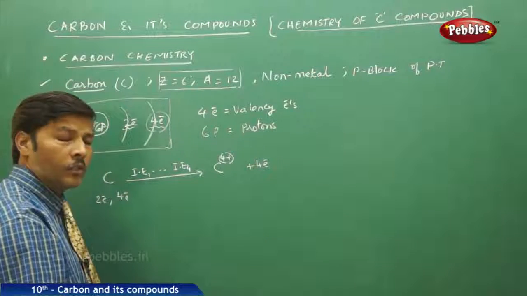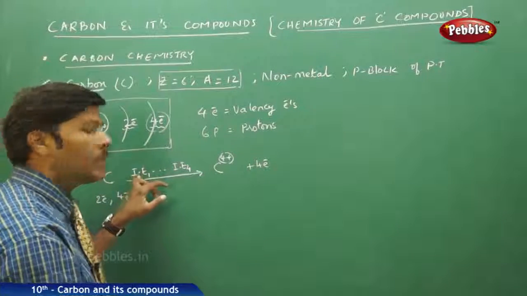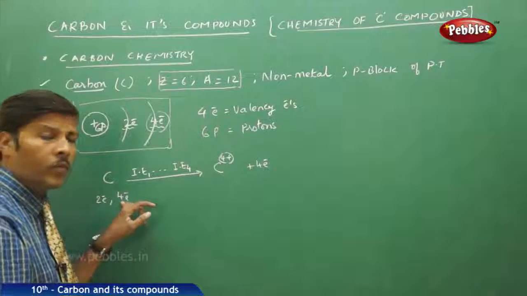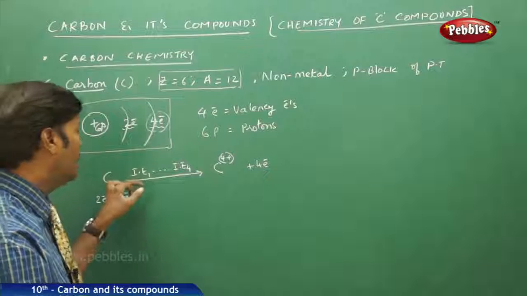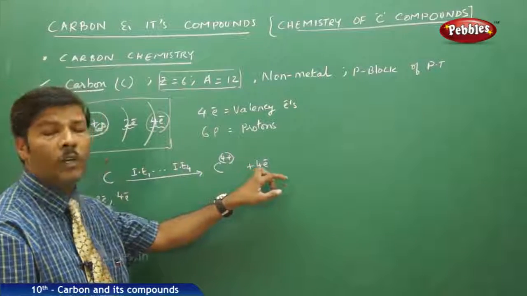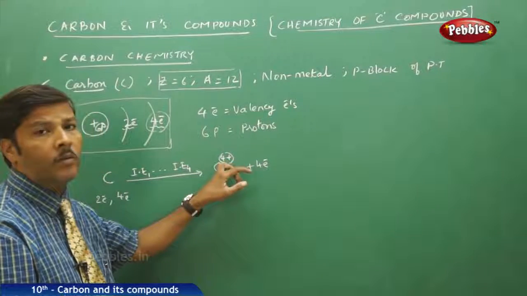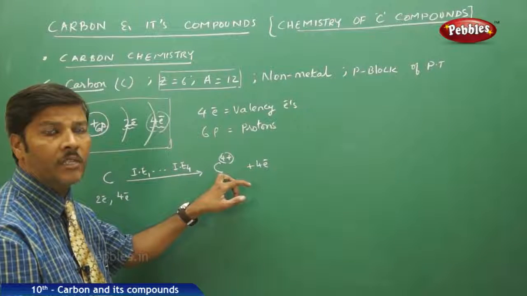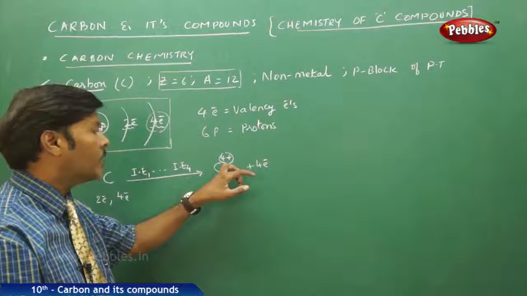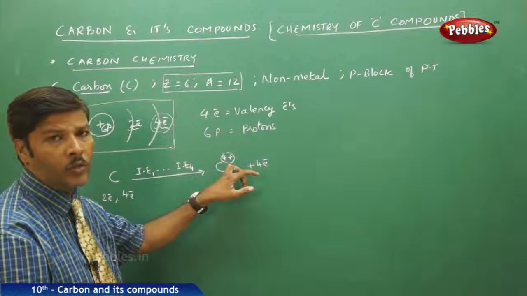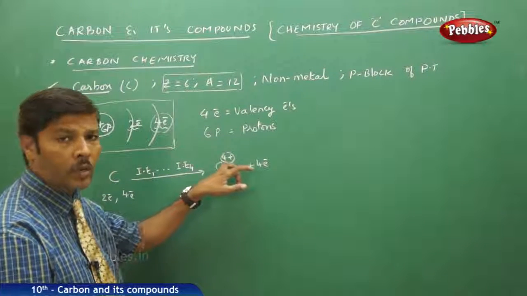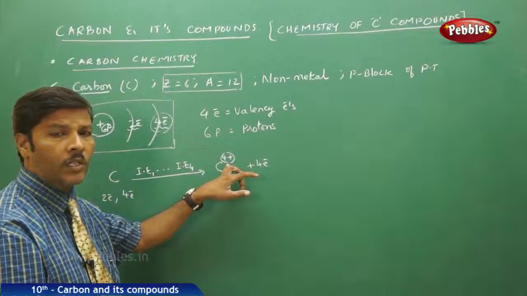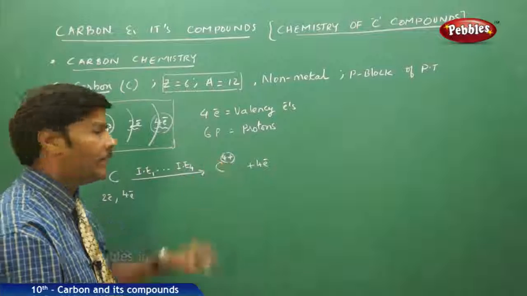But that is quite difficult, because until and unless you supply a large amount of energy to remove all the four valence electrons, carbon cannot lose all 4 electrons and form 4 positive charges. With great difficulty carbon acquires 4 units of positive charge. Therefore carbon cannot show the plus 4 oxidation state with that much ease.